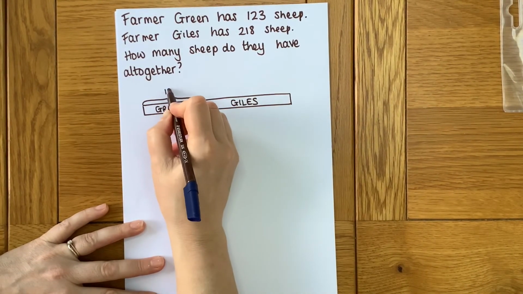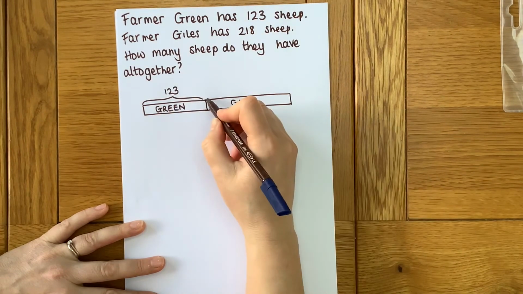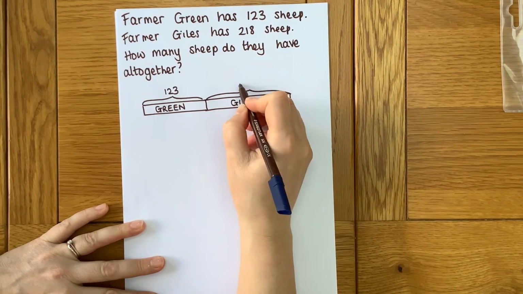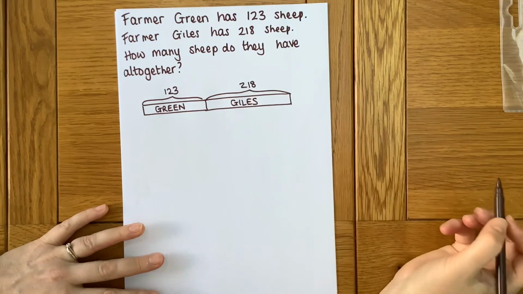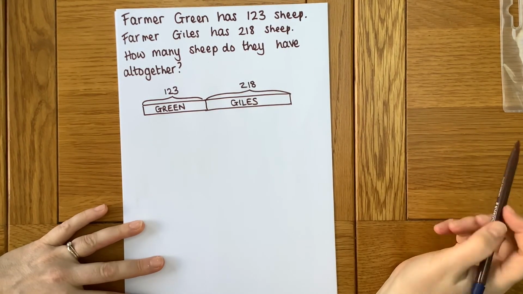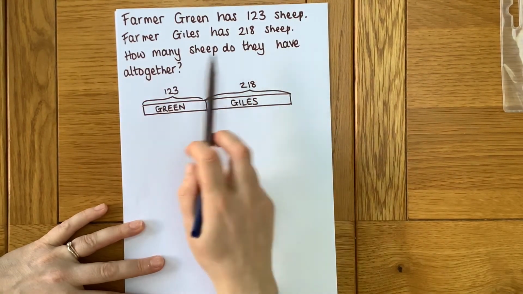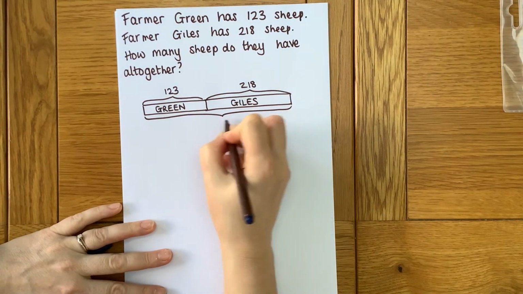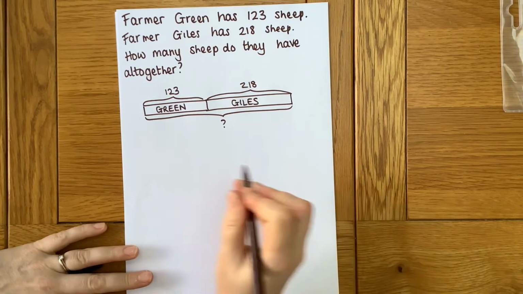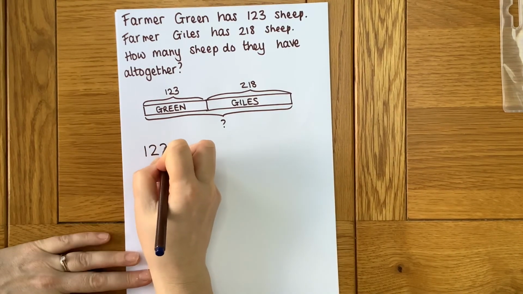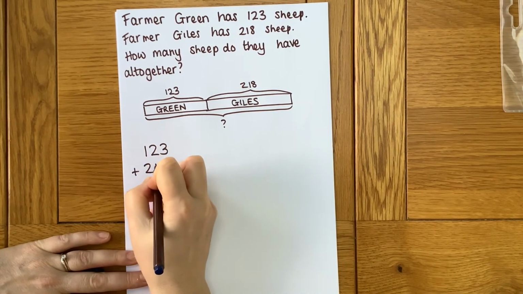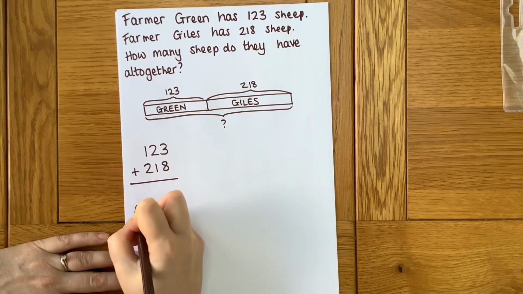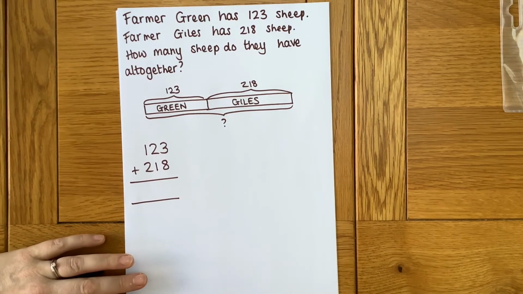So I know that Farmer Green has 123 sheep and Farmer Giles has 218 sheep. So that's what I know. What do I want to know? How many sheep do they have all together? So I want the whole here. And hopefully you remember that you do that by adding together the two parts, and hopefully the bar model is helping you work out that's what you need to do.